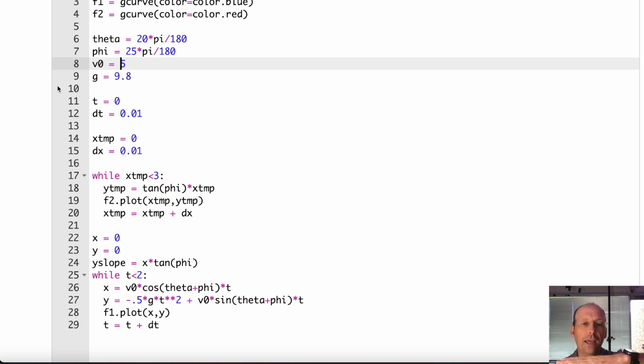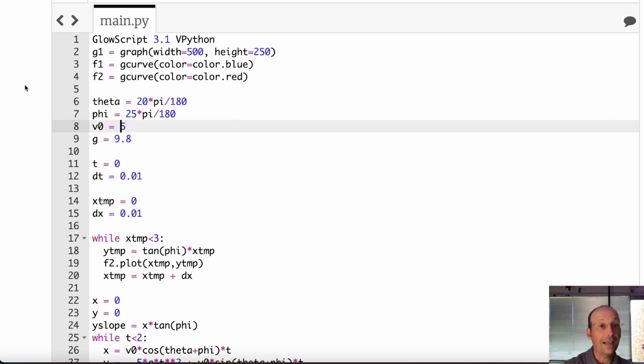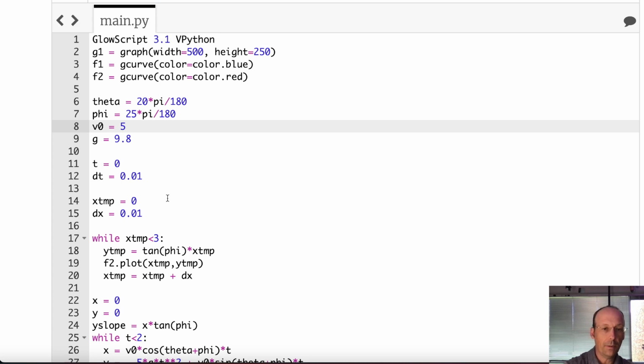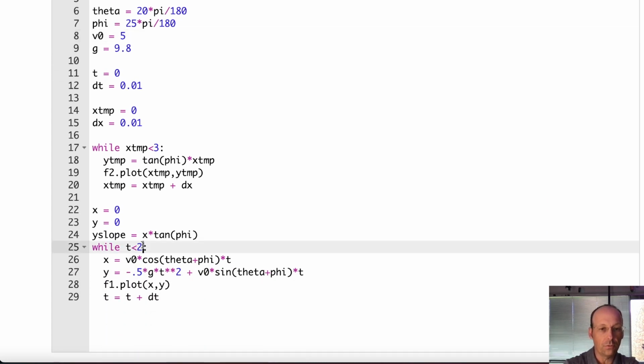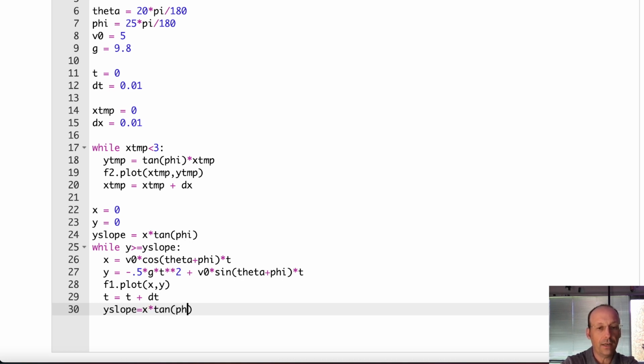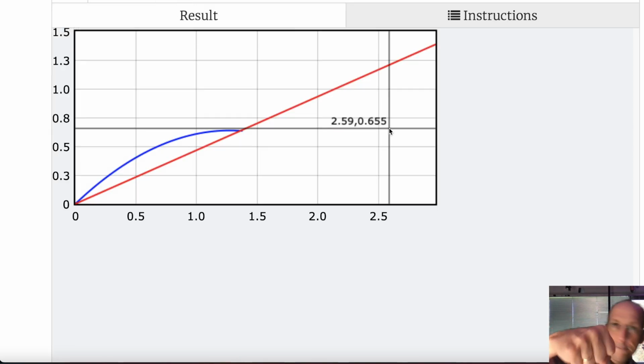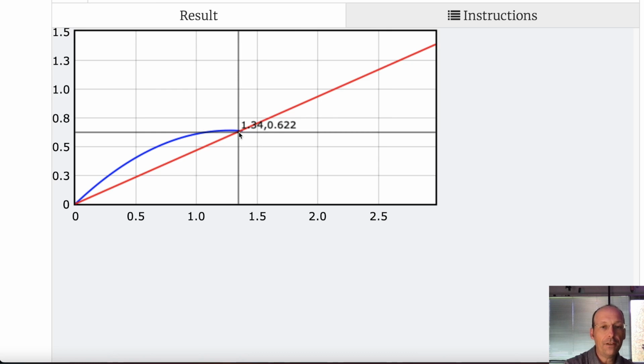So what happened was I had my angle plus pi, so it was all the way over, so it was actually launching back the other direction, I think. Okay, so that looks like it's working. So let's go back over here and change this back to while y greater than or equal to y slope, and I made a mistake too. I do need to recalculate y slope. Y slope equals x times tangent of phi. Okay. Got it. Okay. So that's my final position.